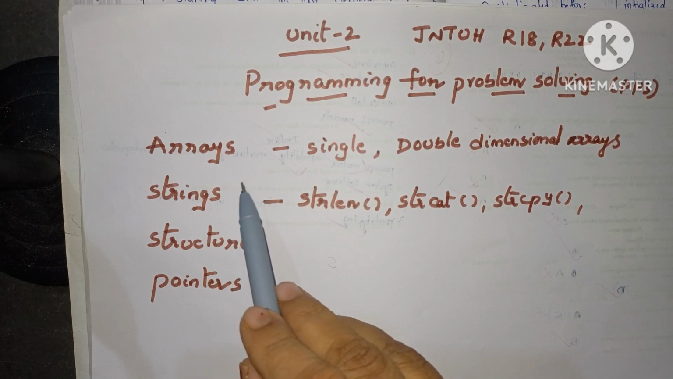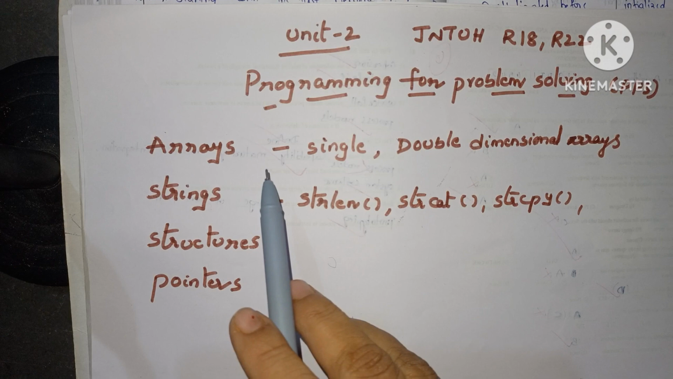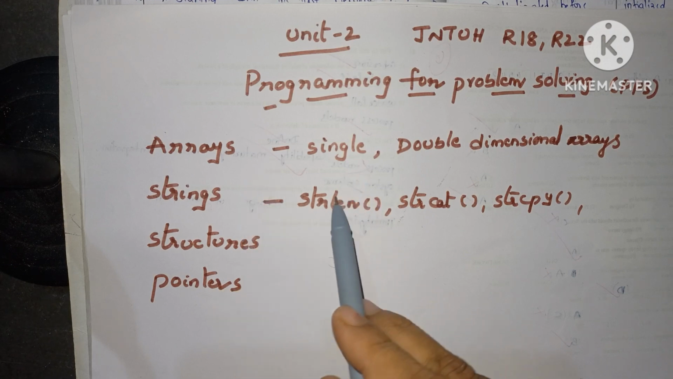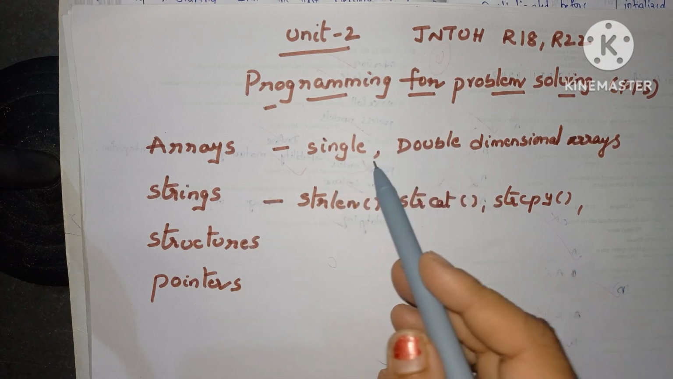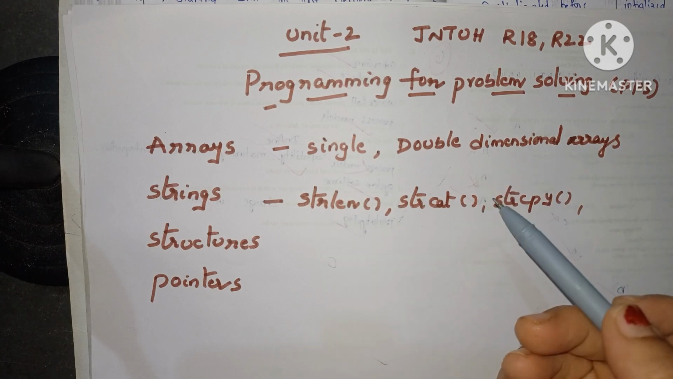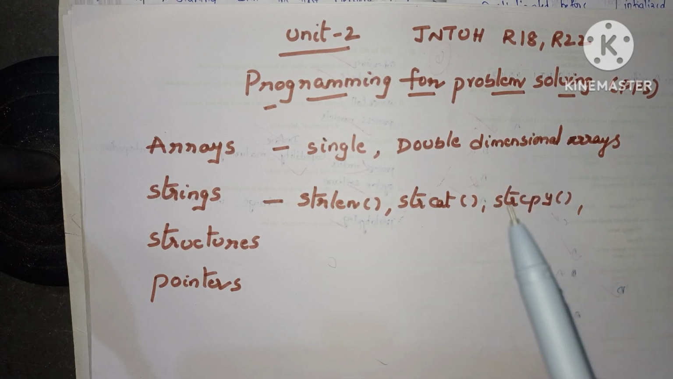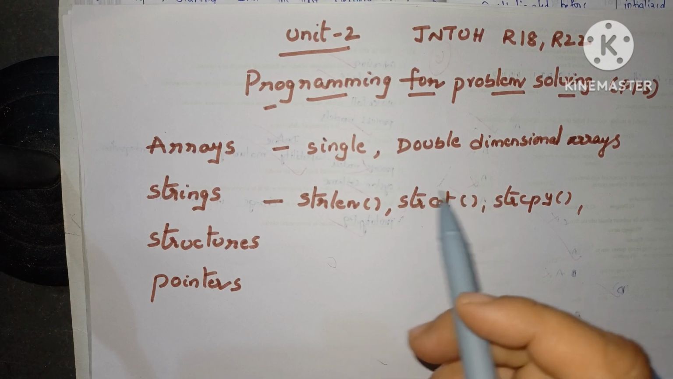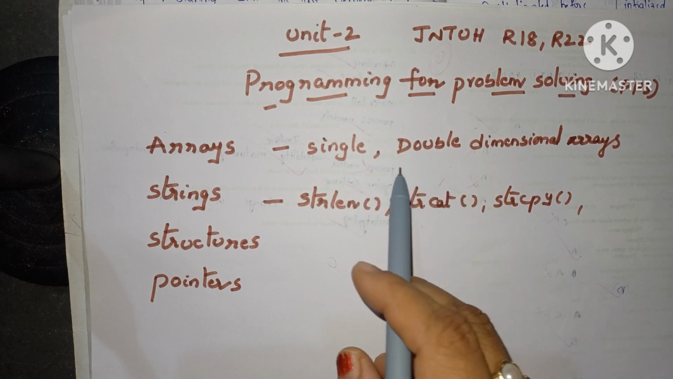In arrays, what are the categories of arrays? The topics in arrays are one dimensional and two dimensional arrays: how to create a one dimensional and a two dimensional array, and some very important programs. Those will also be explained in this video.